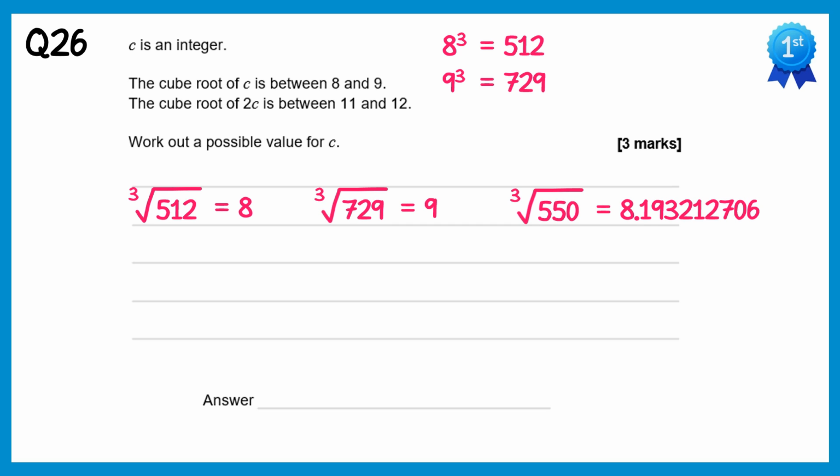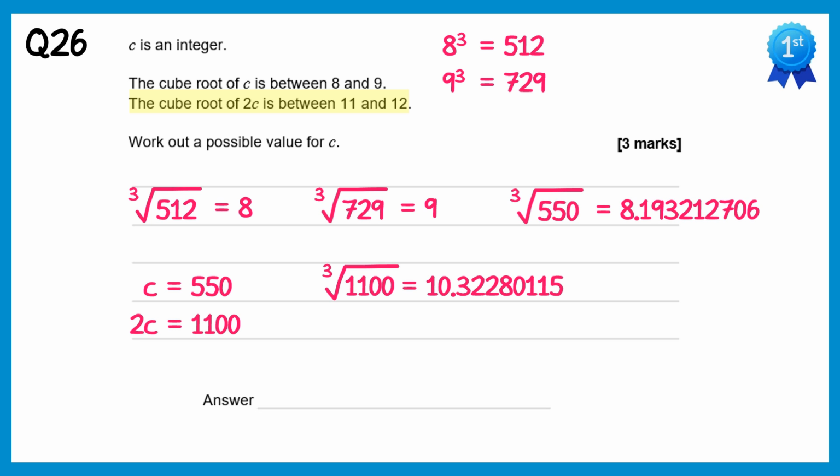Now we're also told a second fact. The cube root of 2c is between 11 and 12. So if we take our number, we've gone for 550, that's our c value. 2c is twice this, so 2 times 550, 1100. Now what happens if you cube root this? Well, the cube root of this number is 10.322 and so on, which unfortunately isn't between 11 and 12. So we need to pick a different number. Remember, our original number for c is between 512 and 729. We went for 550, and that works for one of the conditions, but not the other one.